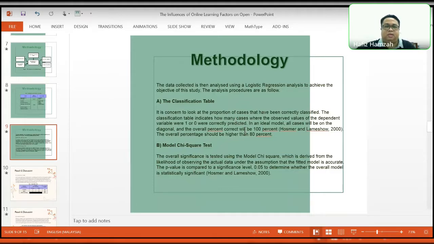Okay, in an ideal model, all cases will be on the diagonal, and the overall percent correct will be 100%, based on Hosmer and Lemeshow 2000. The overall percentage should be higher than 80%. And then the next procedure is by using the model chi-square test. So the overall significance is tested by using the model chi-square test, which is derived from the likelihood of observing the actual data under the assumption that the fitted model is accurate, and the p-value is compared to a significance level of 0.05 to determine whether the overall model is significant or not, also based on Hosmer and Lemeshow.